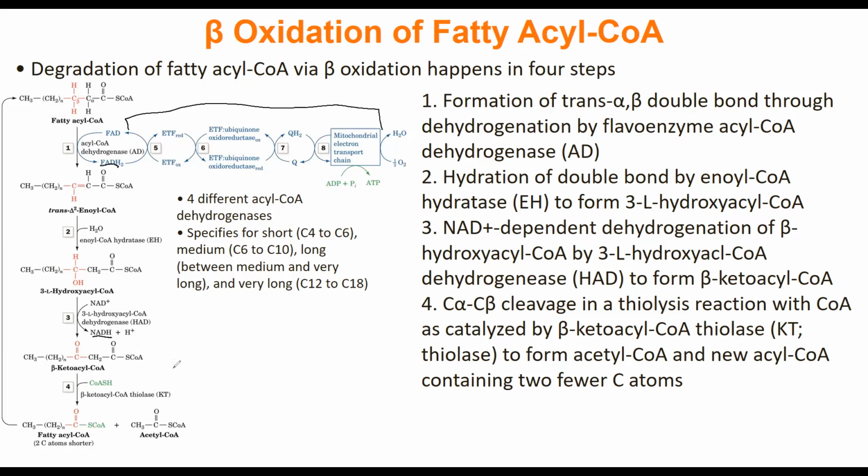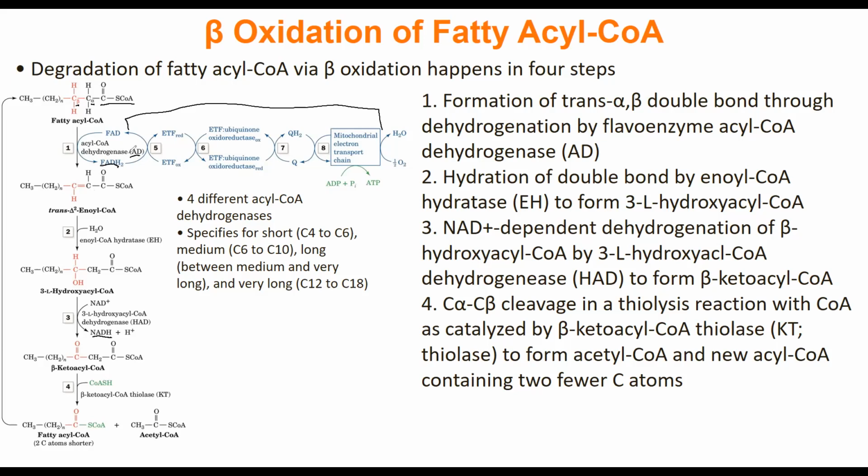It's a stepwise process that is repeated many times on the same fatty acid. To get ourselves oriented, here's our coenzyme A. The first hydrocarbon after our C double bond O, we call the alpha carbon. Following that is the beta carbon. So the first step is to form a double bond between the alpha and beta carbon, and the beta carbon is going to be colored red for us. This is done by acyl-coenzyme A dehydrogenase, or AD.